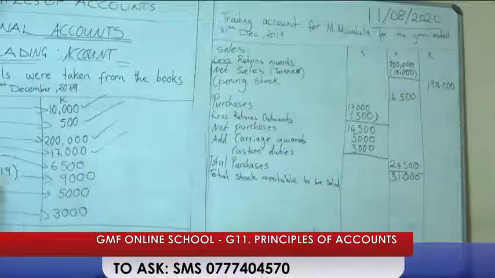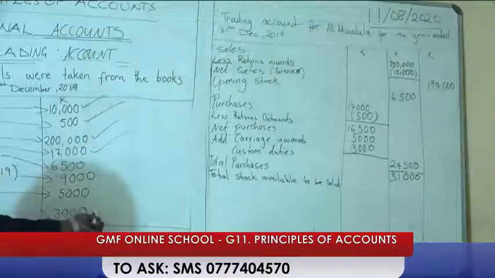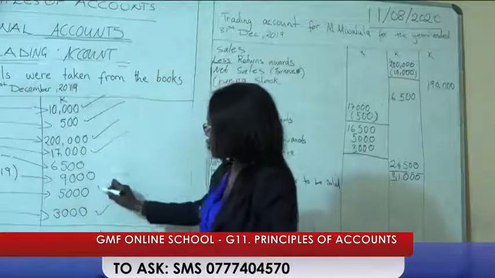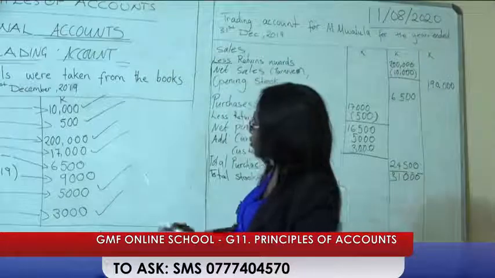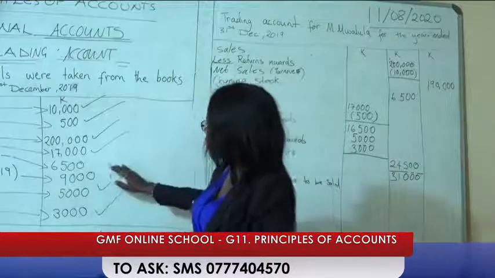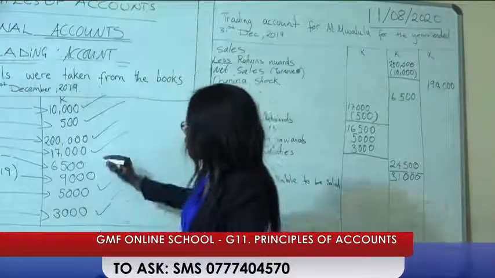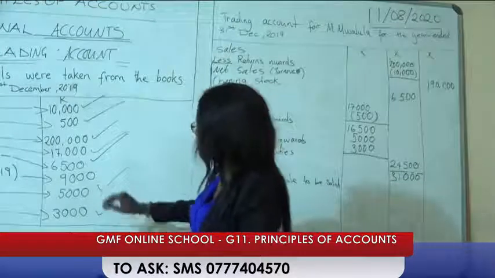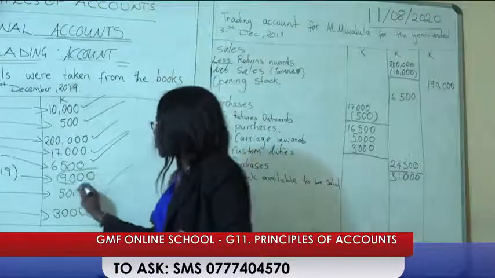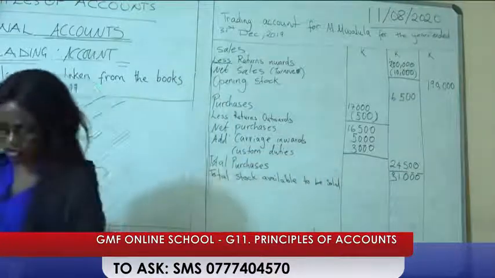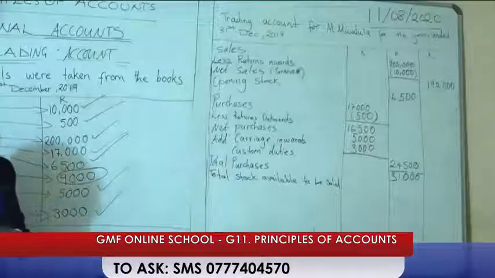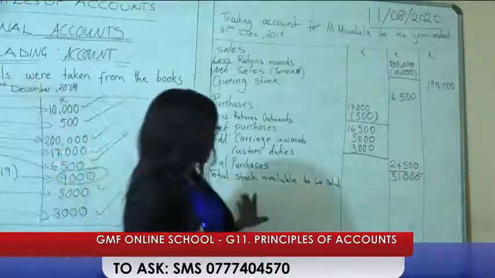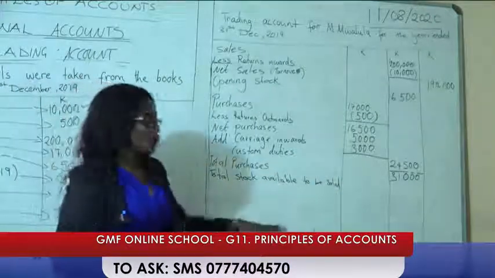So in our question, we've already dealt with the carriage inwards and the custom duty. Now we are remaining with the opening stock, it's done. Now we are remaining with the closing stock, which is the 9,000. So how do you deal with the closing stock? The closing stock is subtracted from the total stock available to be sold.